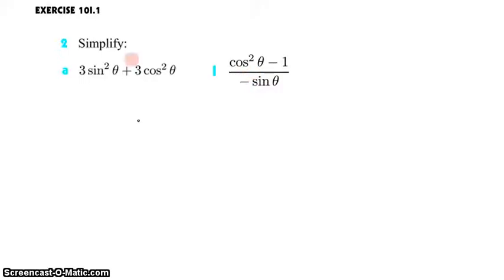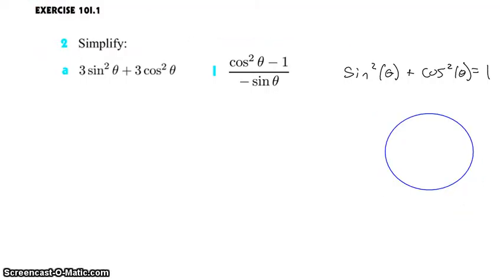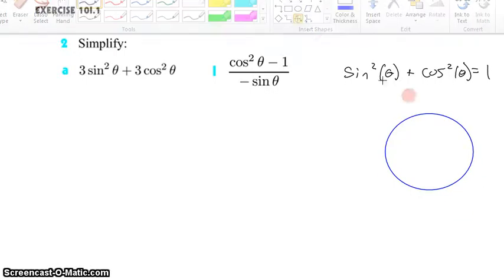Now, to simplify these two expressions, we're going to rely on this identity, which tells us that the sine squared of an angle plus the cosine squared of that same angle is equal to 1. This identity comes from the unit circle, and it also has to do with Pythagorean theorem.